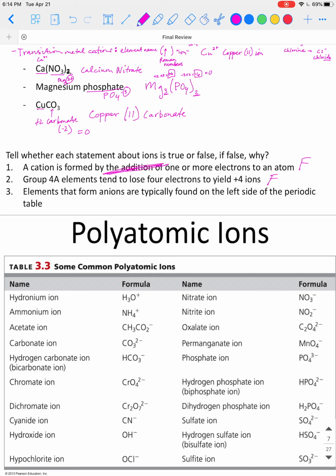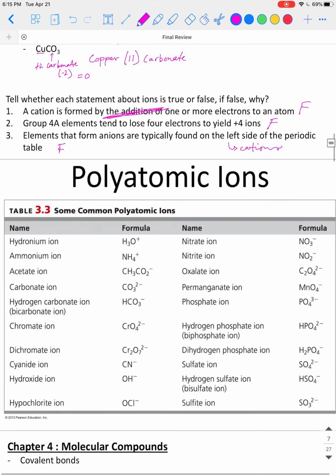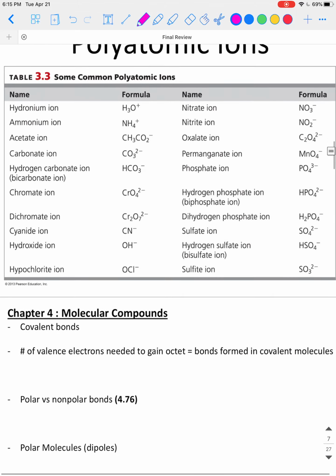Elements that form anions are typically found on the left side of the periodic table. If you're looking at a periodic table, the left side would be main groups 1 and 2. That is false as well. The left side of the periodic table is your cations. The far right side by the noble gases are your halogens, and your main group 6, those form anions.